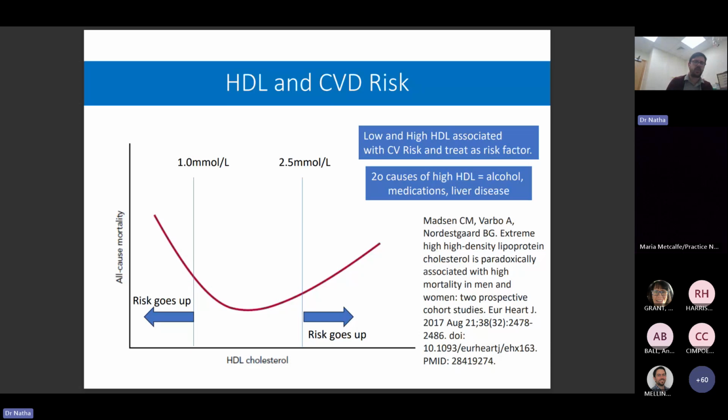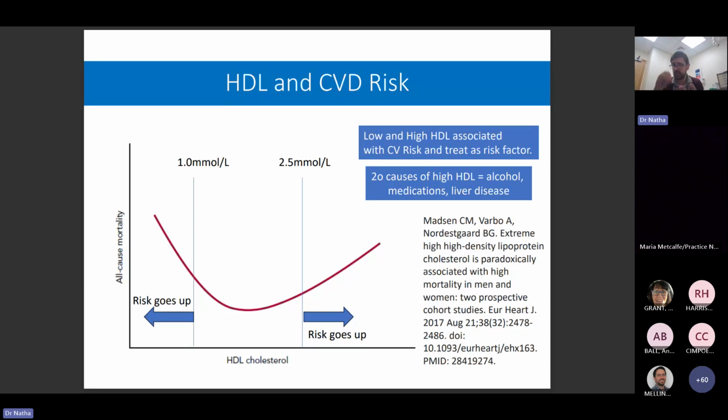So, a number of caveats to do with the QRisk. I would definitely ask you, if you're considering treating someone for primary prevention, that whilst you still use QRisk as part of that consideration, you think about the exceptions to that rule.